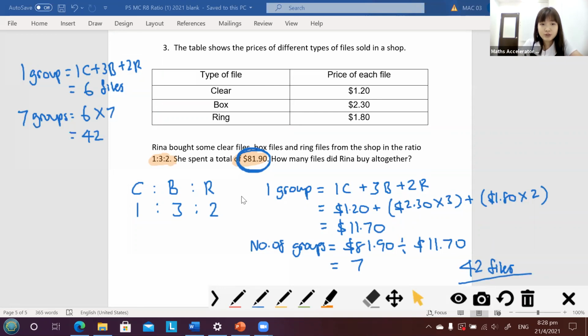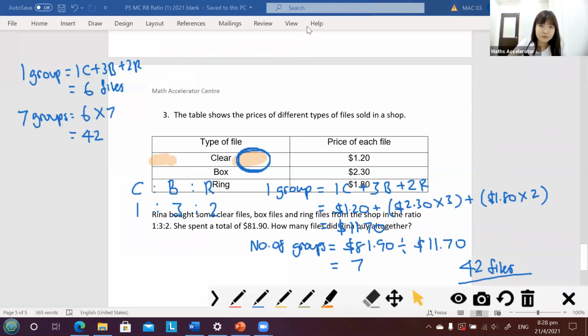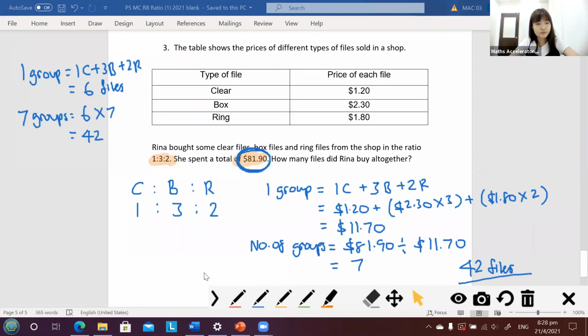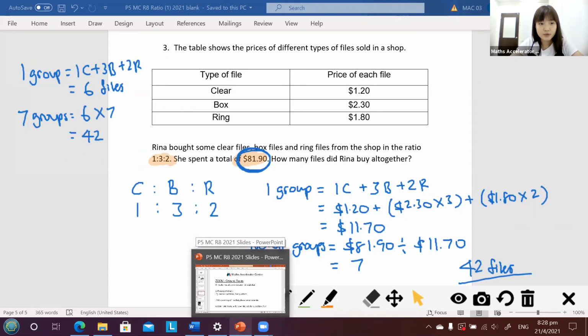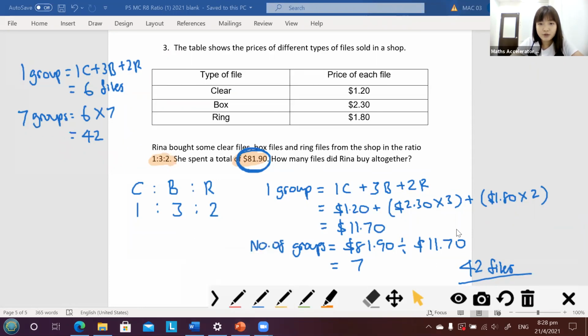Now, this ratio question, they integrate it with your number of groups, number of sets question. Any other questions? If you still need the copy, later on I can show you.